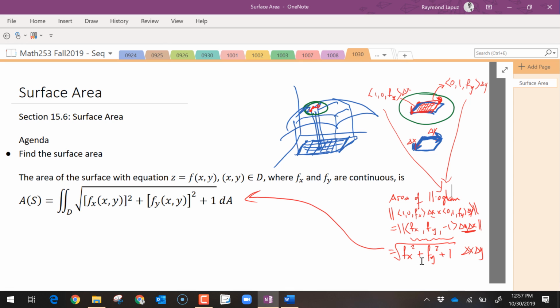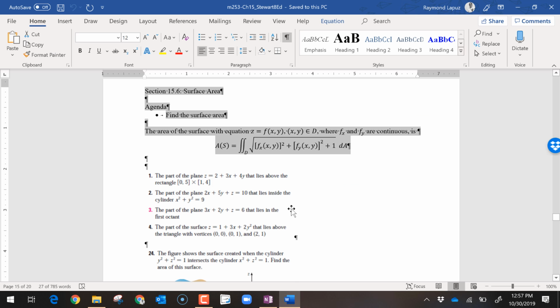All right, so let us do an example. If we can do an example in 3 minutes, maybe number 3 or 4. Let's do number 4.